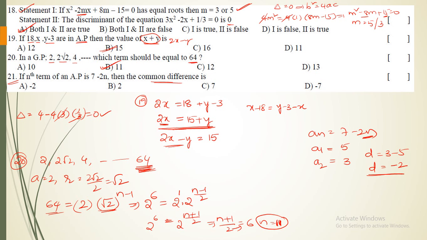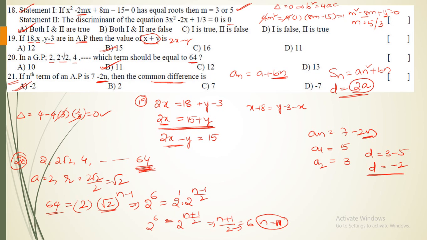If you observe the question, the coefficient of n is nothing but my common difference. So just remember, if my an is of the form a plus bn, then the coefficient of n is my common difference. In the same way, if you have the sum of n terms of the form an square plus bn, then 2 times the n square coefficient will be my common difference. Just remember this. So what is the answer? d is equal to minus 2.